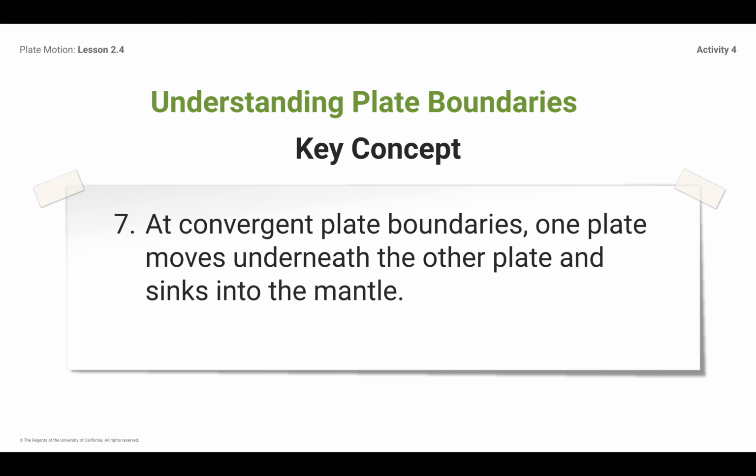Okay, key concept number 7. At convergent plate boundaries, one plate moves underneath the other plate and sinks into the mantle. And of course, we know what happens with the top plate: it folds and bends on itself and creates these mountains back behind.